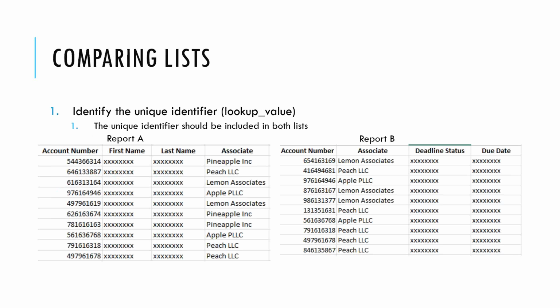So we're going to go through the example to explain a little bit better. So when comparing lists, the first step is you want to identify the unique identifier. So this is going to be when you identify your lookup value. So your lookup value should be present on both lists. So as you can see, you have report A over here, and then you have report B. So can someone tell me what would be the unique identifier that we would use to compare these lists?